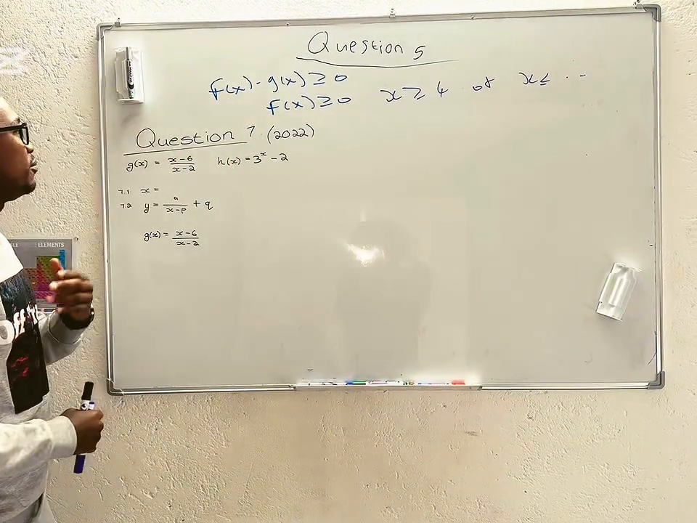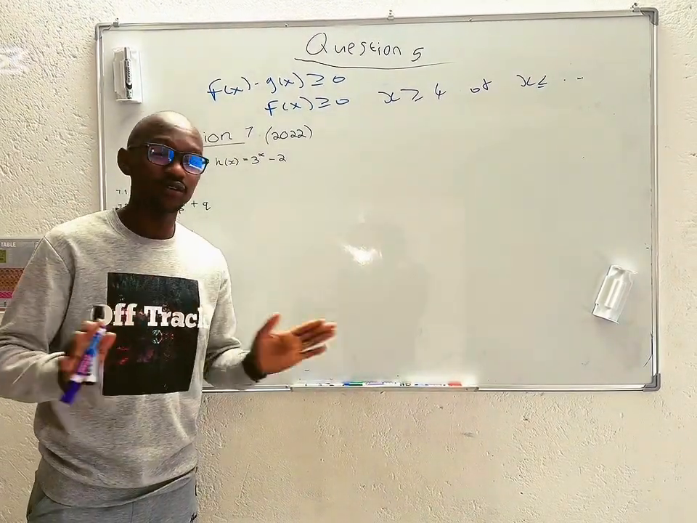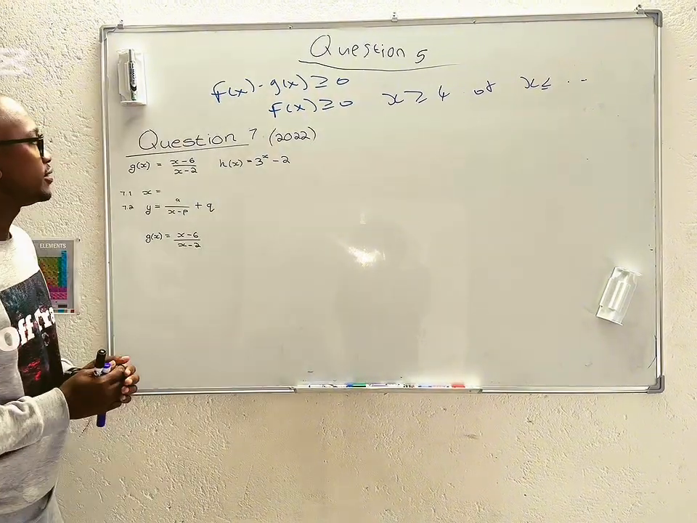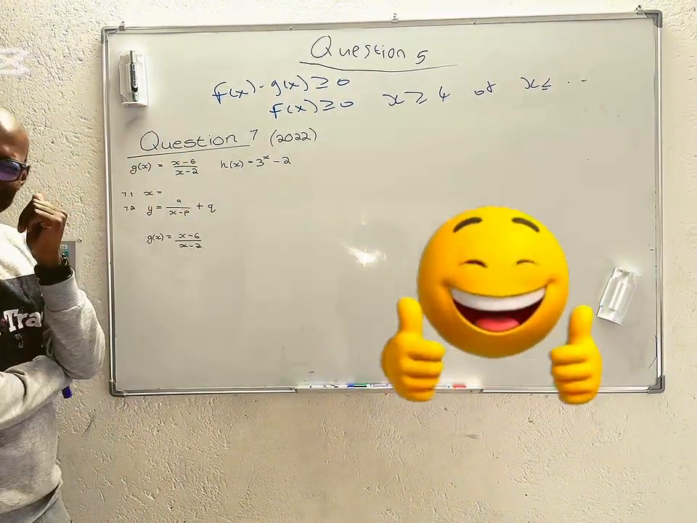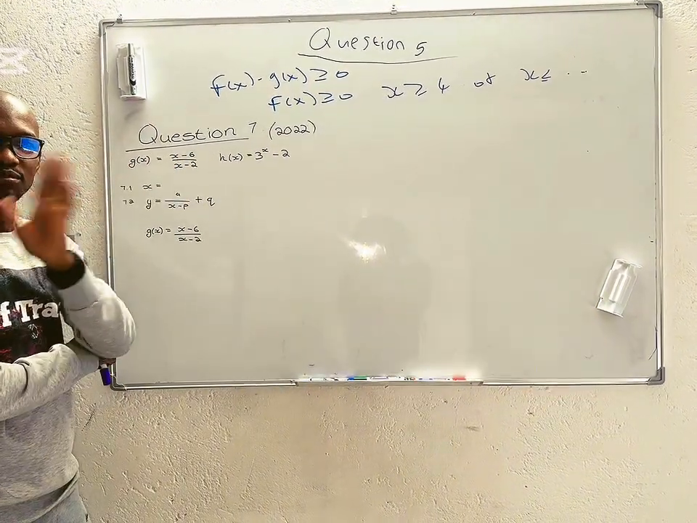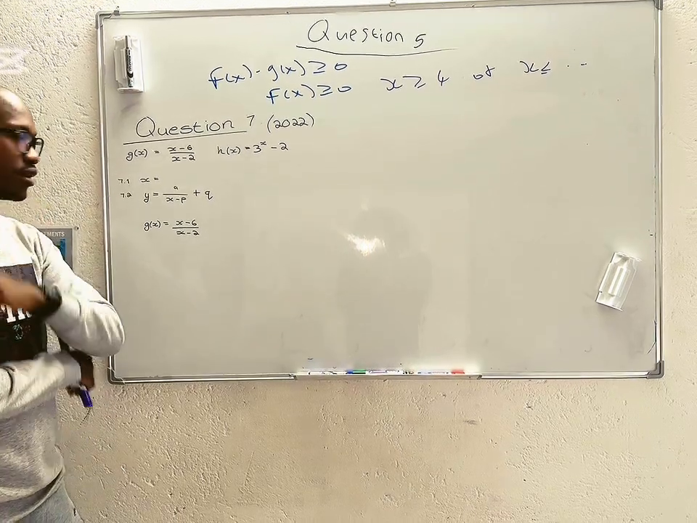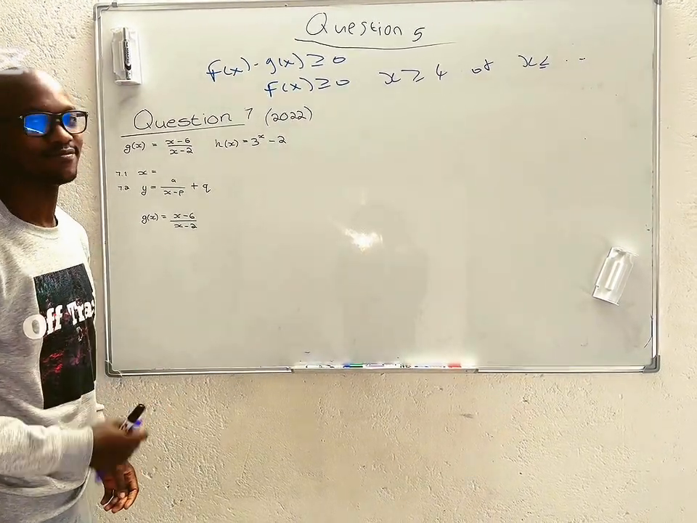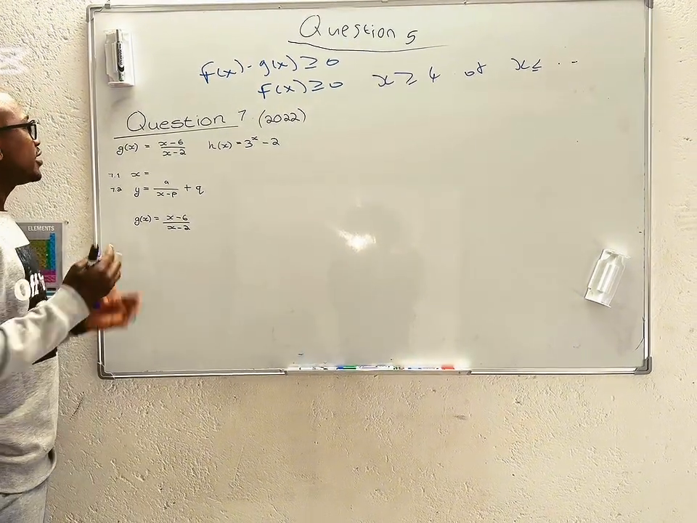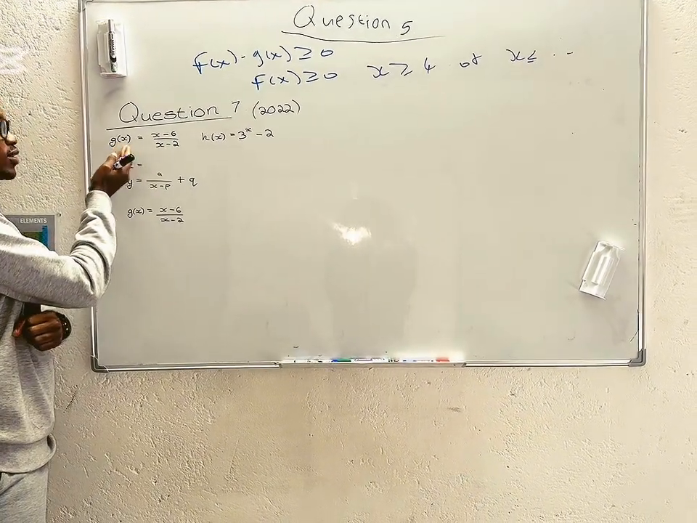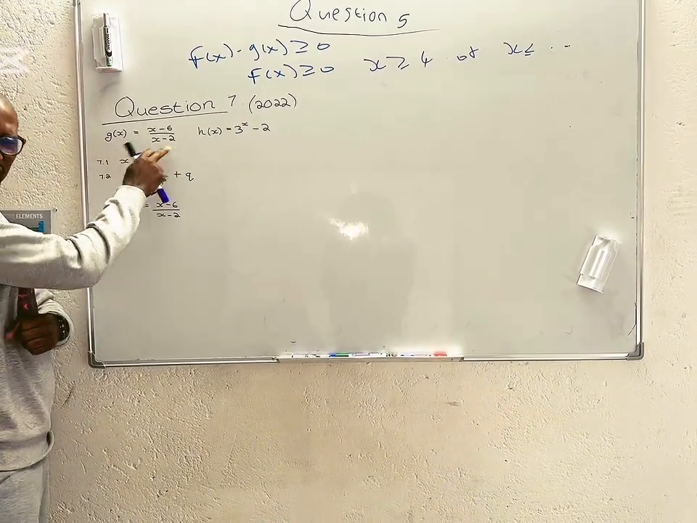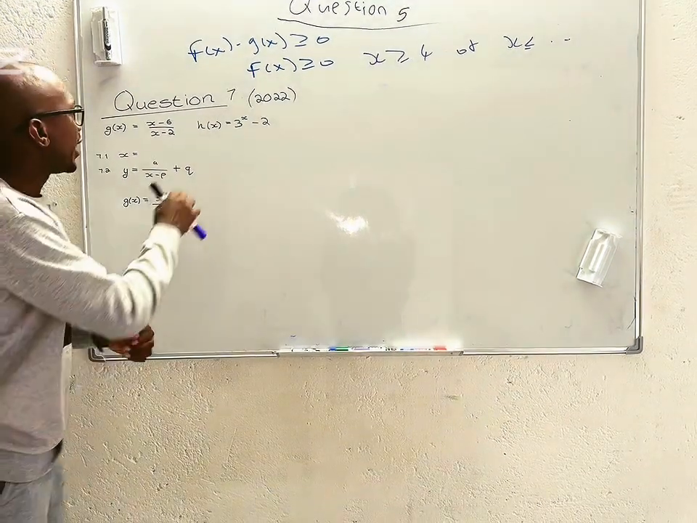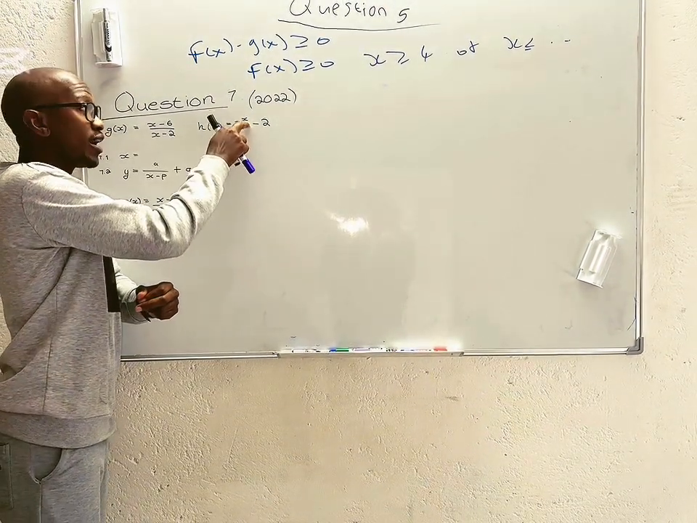Okay guys, imagine you are writing an exam, it's a trial, it's a final exam, right? And then you come across question 7 of the 2022 paper. Please check it out. They say to you, given g of x equals x minus 6 divided by x minus 2, and h of x equals 3 to the power x minus 2.